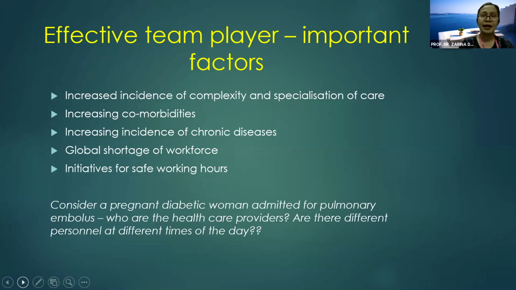And because of better care, they could also have comorbidities. For example, a patient who comes in with stroke could have, of course, diabetes and hypertension. So you need to address all of that, okay? Similarly with chronic diseases. And I think with this COVID pandemic, there is a global shortage of workforce. So communication becomes even more important because you may not be able to attend to everybody at one go. You need to prioritize. And how do you prioritize? You have to communicate which patient needs to be attended first.